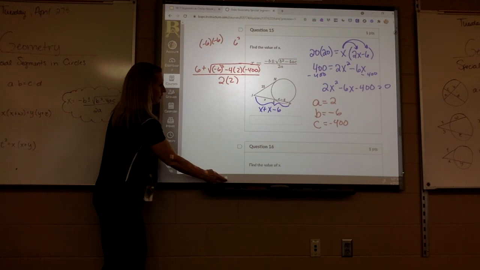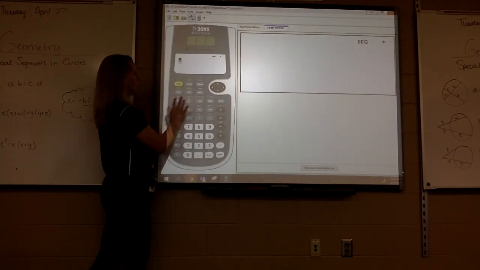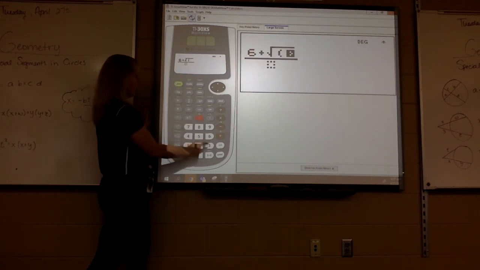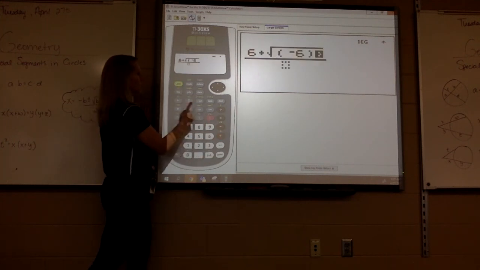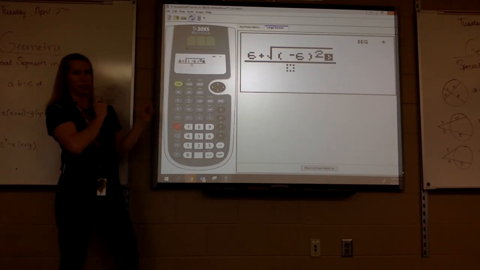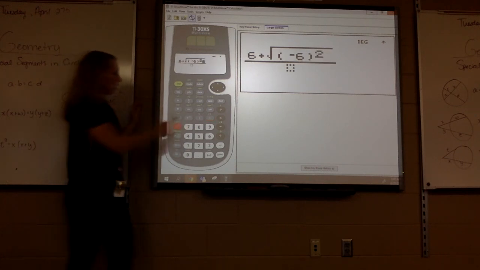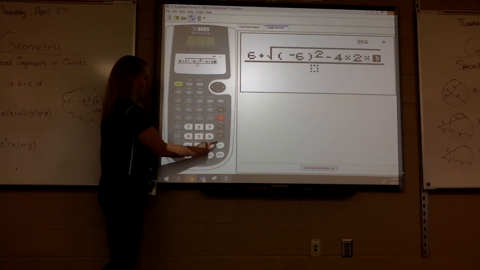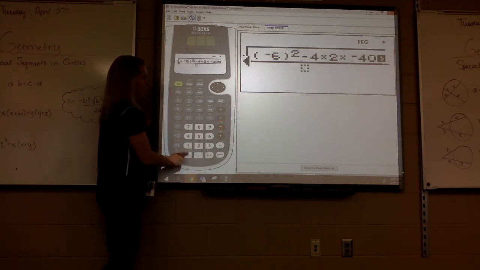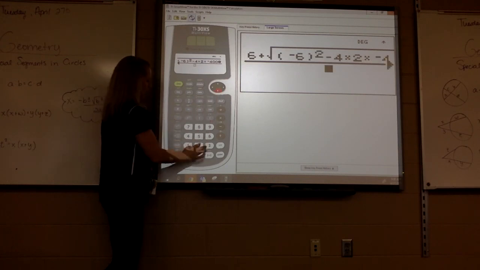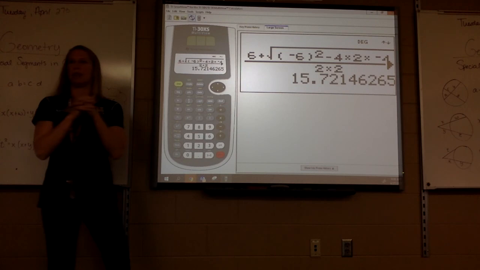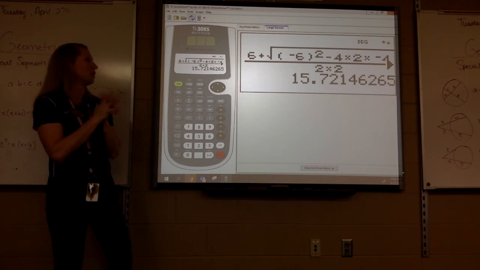So 6 plus square root, parentheses negative 6, close parentheses, then square it. Do you guys have it looking like that? Minus 4 times a times c, all over 2 times 2. It might be a decimal. Yeah, 15.7.